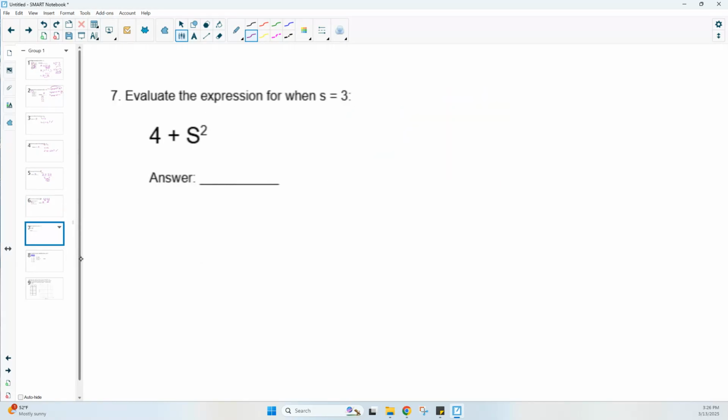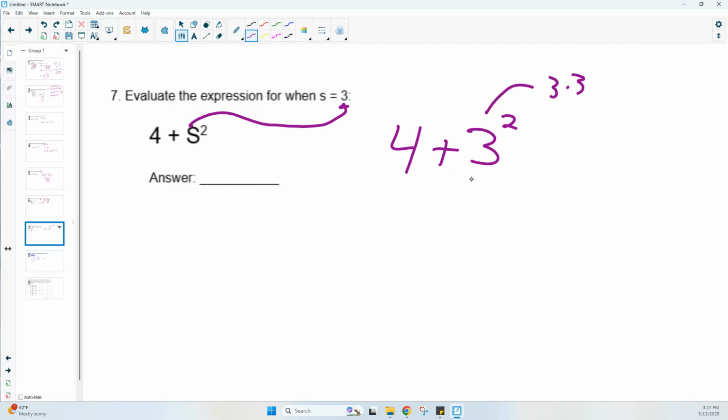Evaluate the expression for when s equals 3. So we want to plug in a 3 for where s is. So instead of 4 plus s squared, we would say 4 plus 3 squared. 3 squared is the same as 3 times 3, which is 9. And then 4 plus 9 would be 13. So our value would be 13. Because again, we are substituting in 3 for where s is. So 4 plus 3 squared, 3 times 3 is 9, 4 plus 9 is 13.